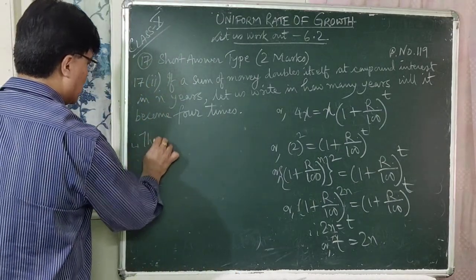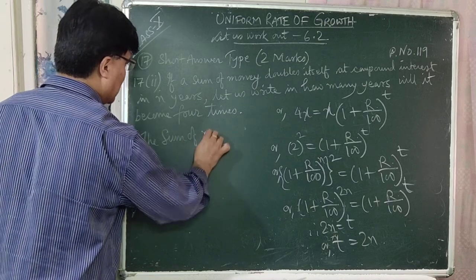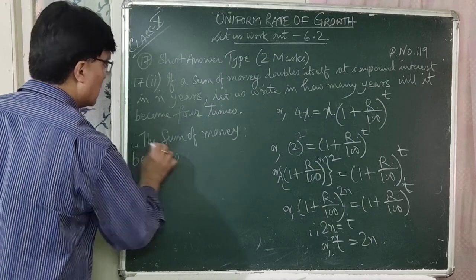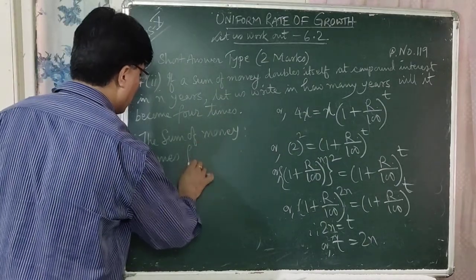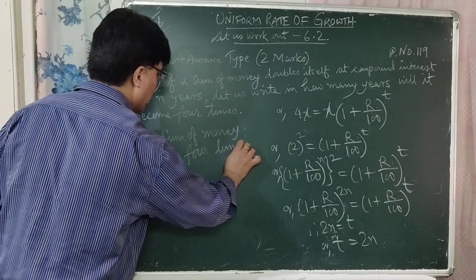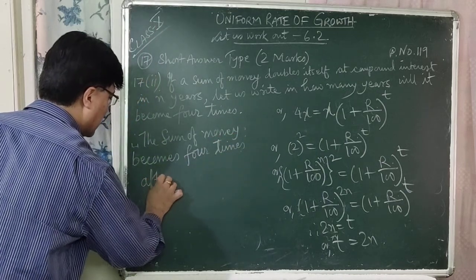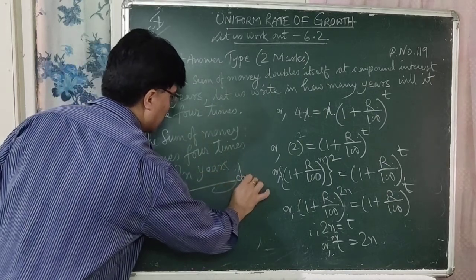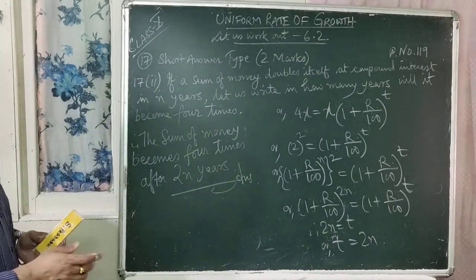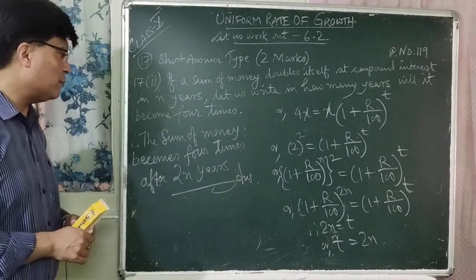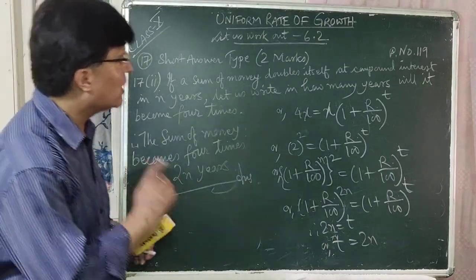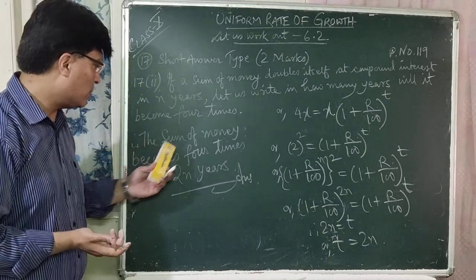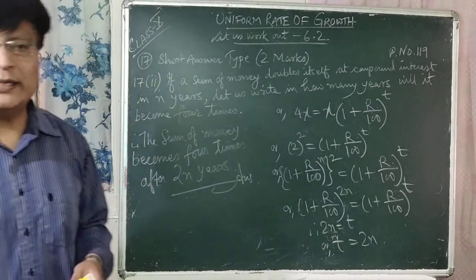Therefore, the sum of money becomes 4 times after how many years? After 2n years. This is the answer. That is, the sum of money becomes 4 times after 20 years. Is it clear?